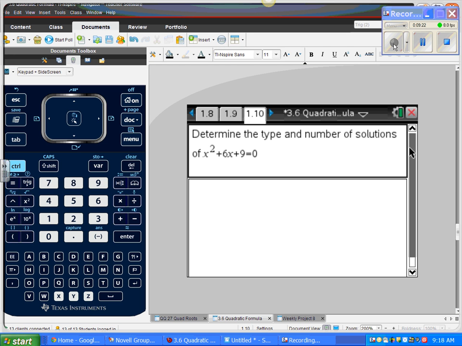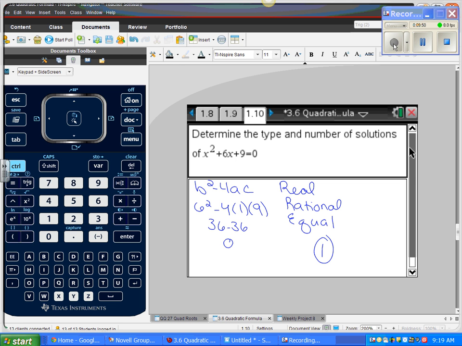Okay, what's the discriminant? Good. What's B? What's A? And C? So I get 36 minus 36, which is 0. So if my discriminant is 0, what does it tell me about my roots? Real, good, rational, equal. How many do I have? 1. Excellent.